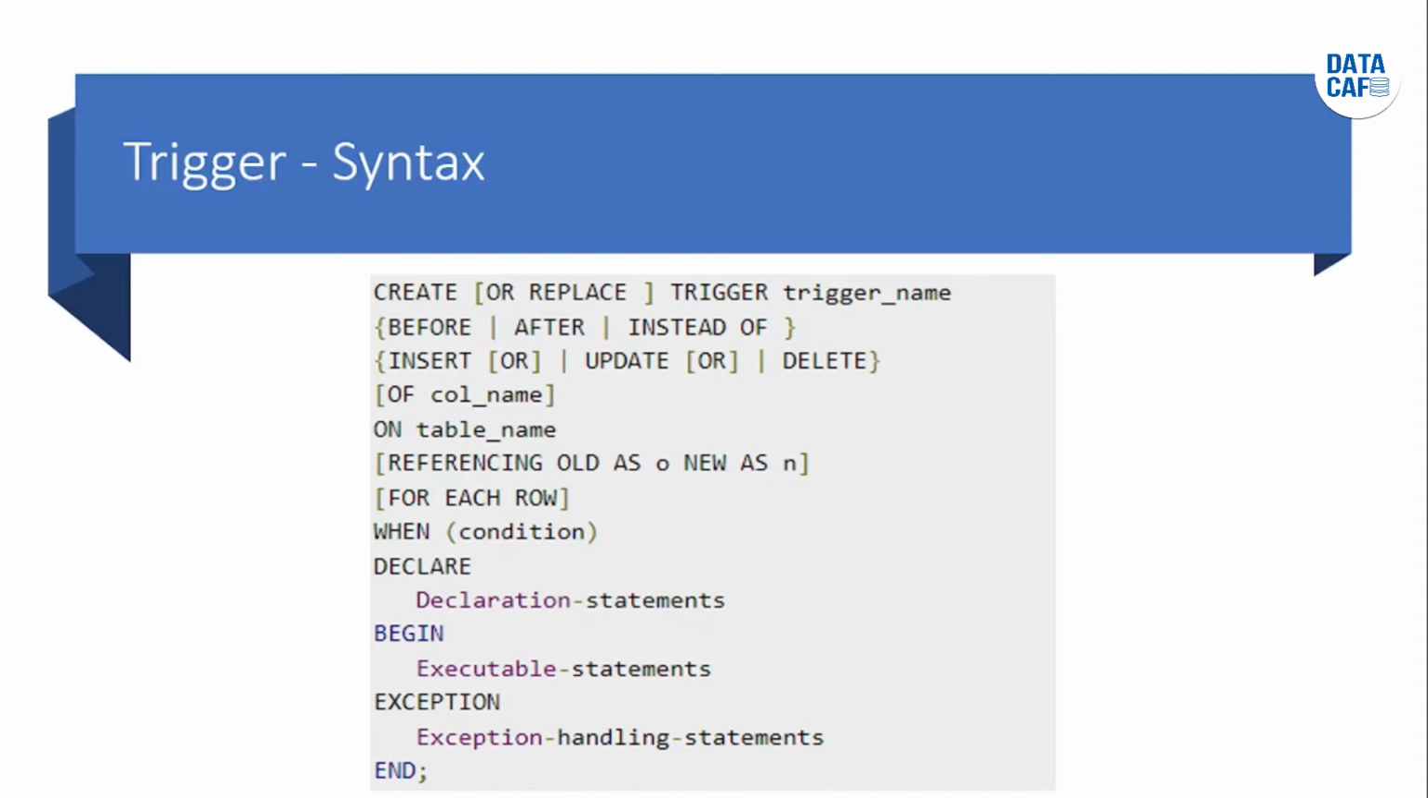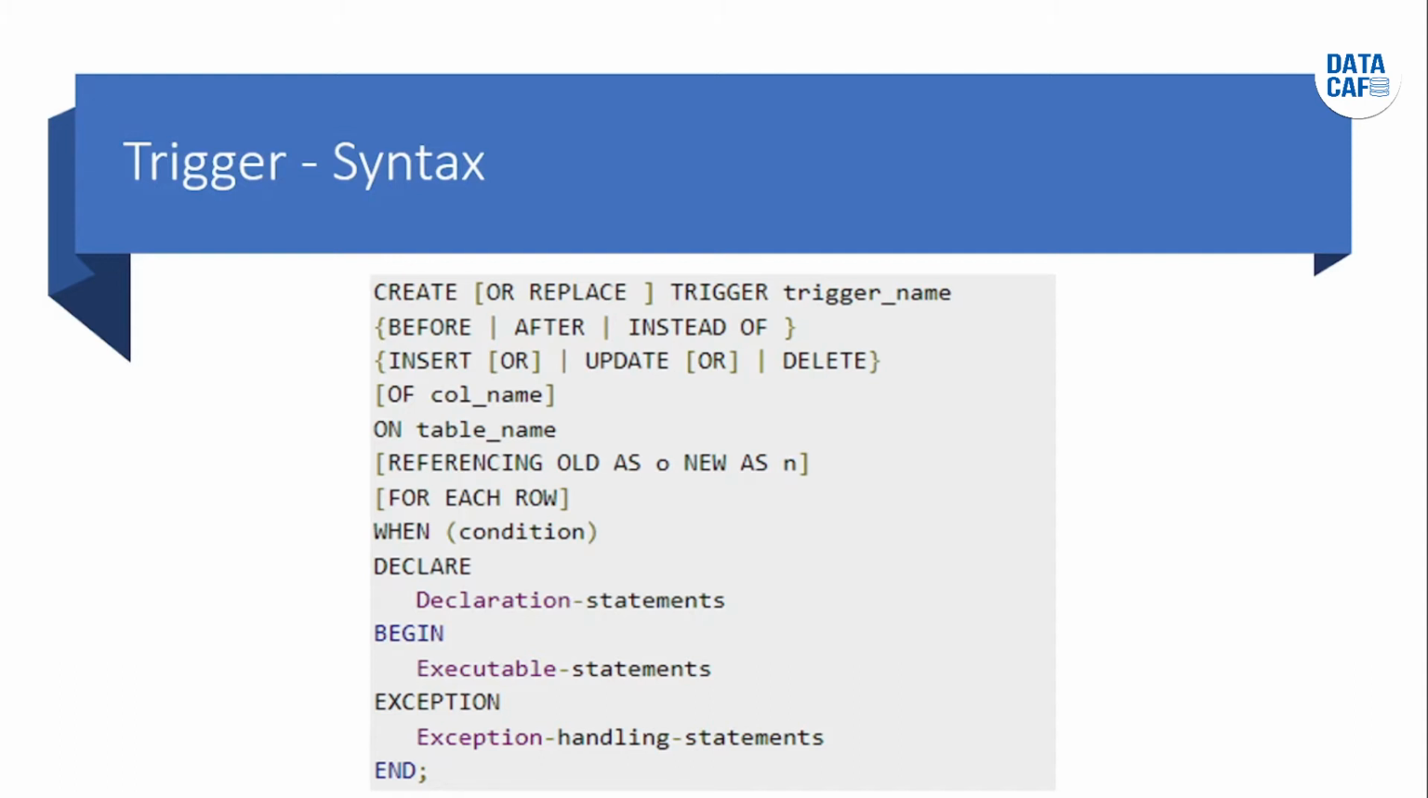Then INSERT or UPDATE or DELETE: this specifies the DML operations. Earlier we discussed the DML operations. OF column names specifies the column names that will be updated. ON table name specifies the name of the table associated with the trigger. I think it's very easy. Then REFERENCING OLD AS o, NEW AS n: this allows you to refer to new and old values for various DML statements such as insert, update, delete.